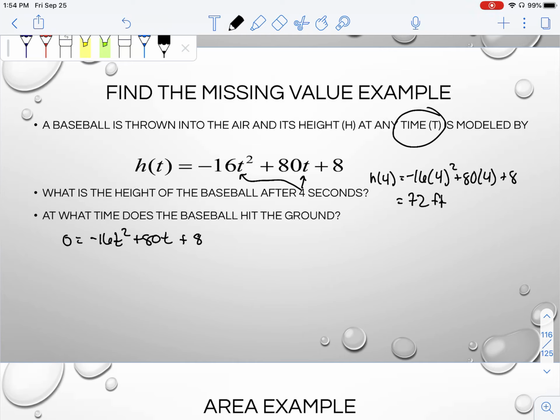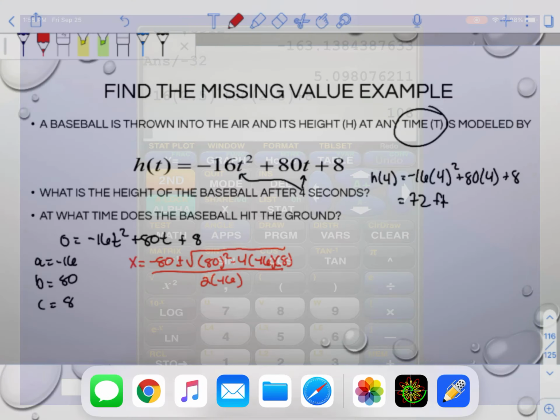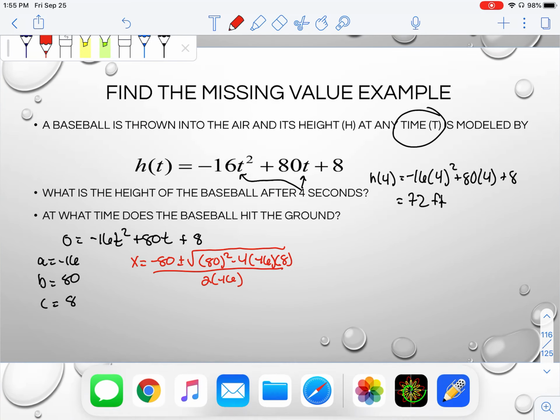All right, you could try and factor that. I see a greatest common factor of 8 in there. However, if we pull an 8 out, it's still not factorable. So I'm just going to go straight for the quadratic formula. A is negative 16, B is 80, and C is 8. So x equals negative b plus or minus the square root of b squared minus 4 times a times c, all over 2a. All right, so I'm going to type my discriminant in my calculator here, pull it up.